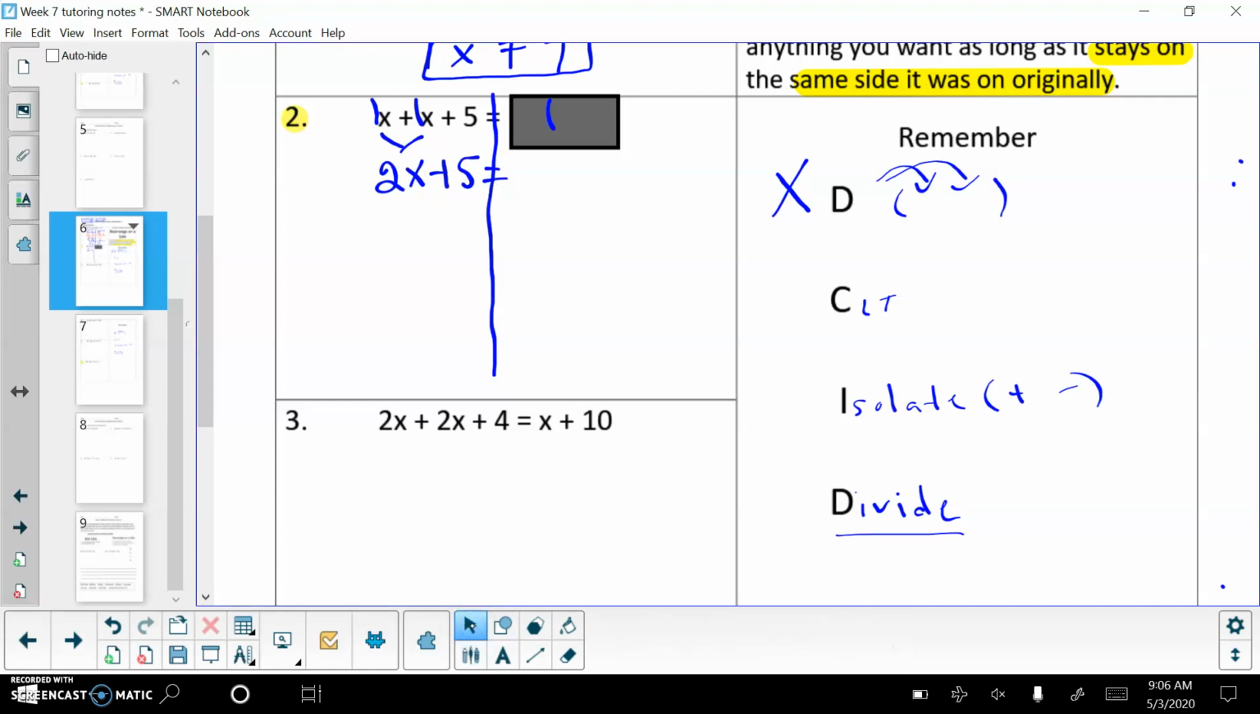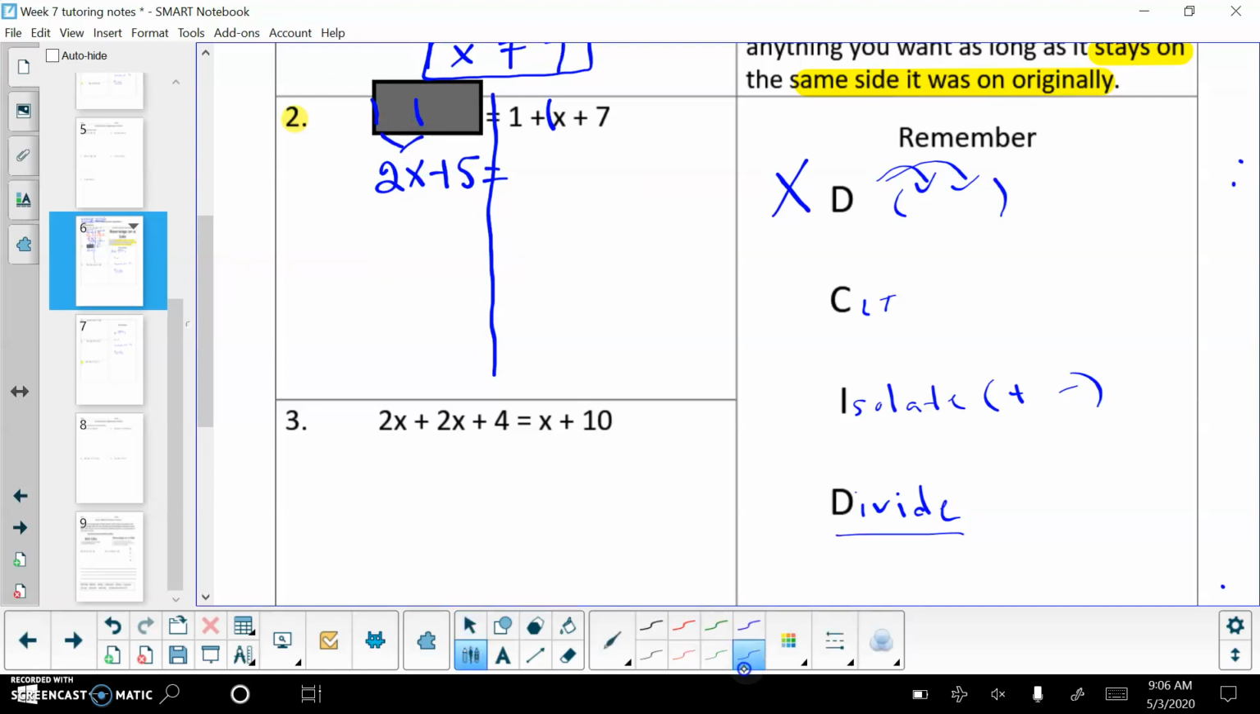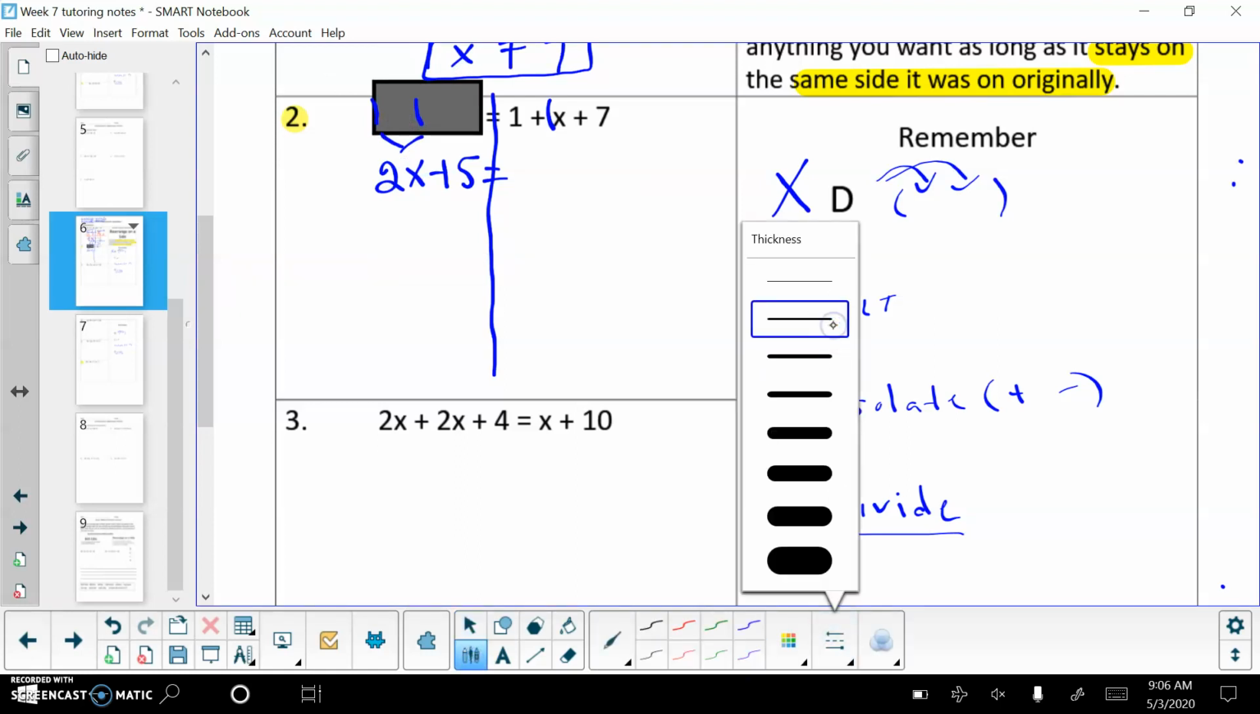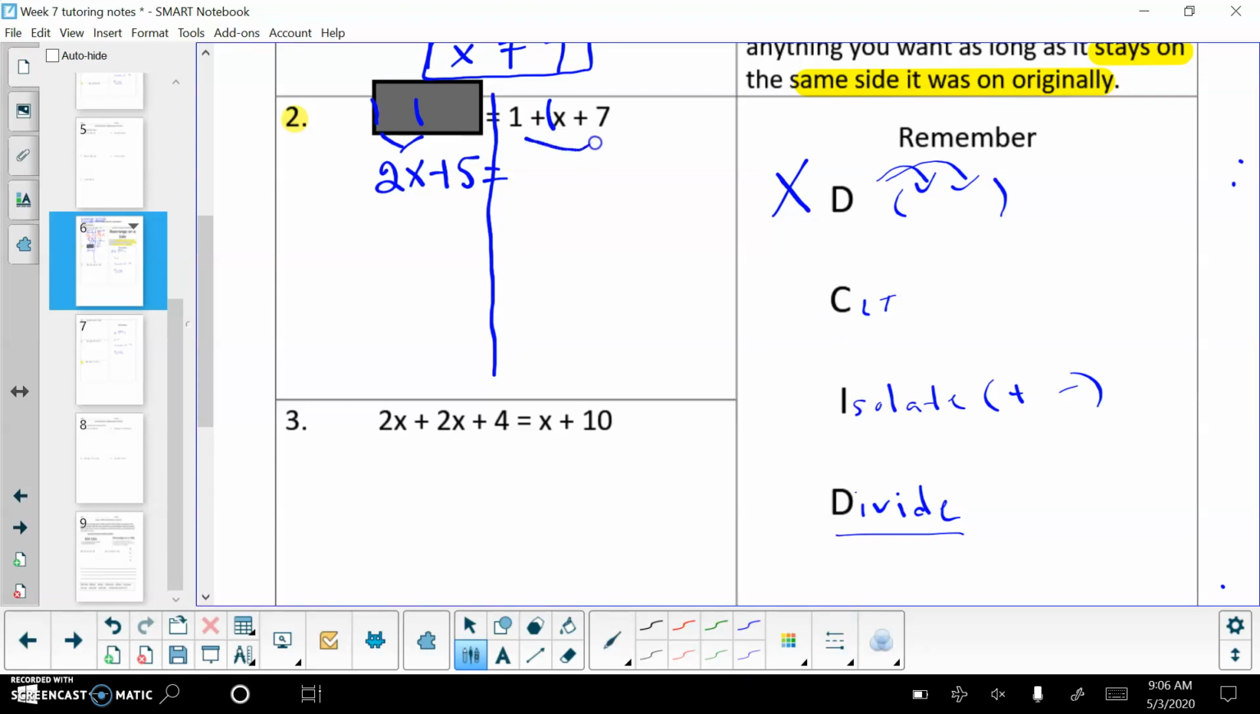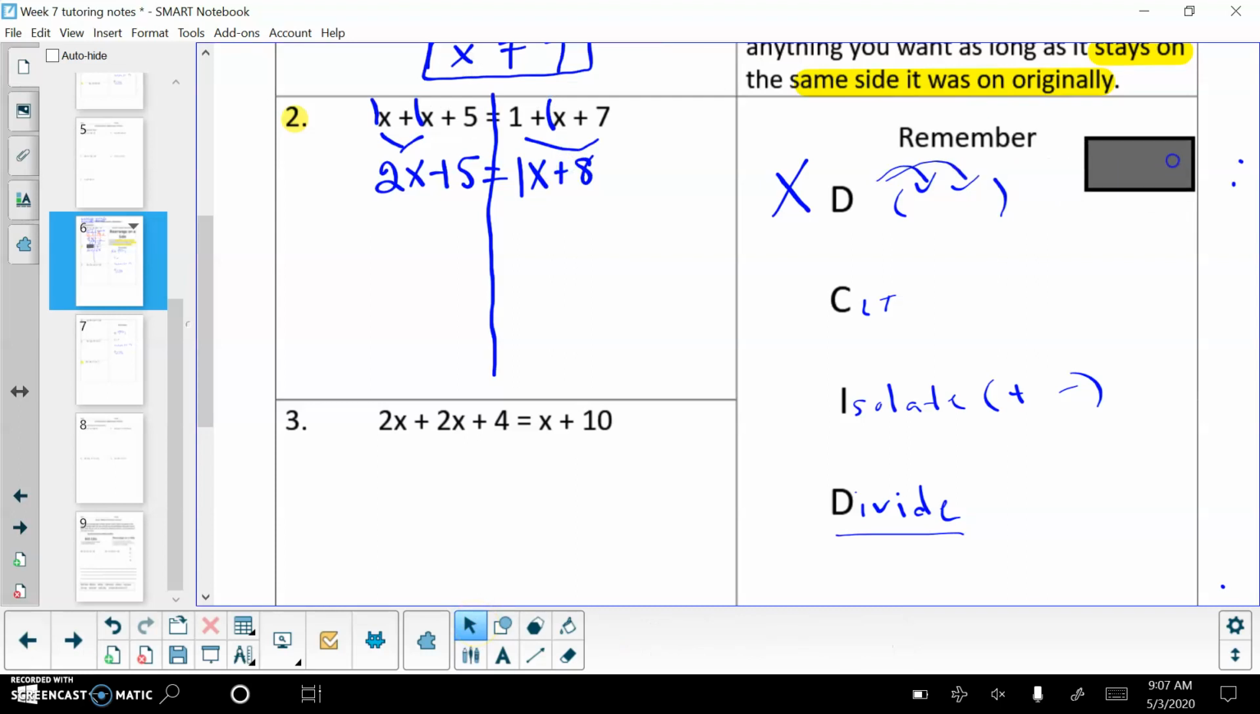Now I'm going to check the other side. On the other side, I don't have x's that I can combine, but I have constants that I can combine. This 1 and this 7 can be put together. 1 plus 7 is an 8. I'm going to bring down the 1x in front of it. I can put the 1x behind it if I want, but I just like to have my x's first. So that's what I've got there.